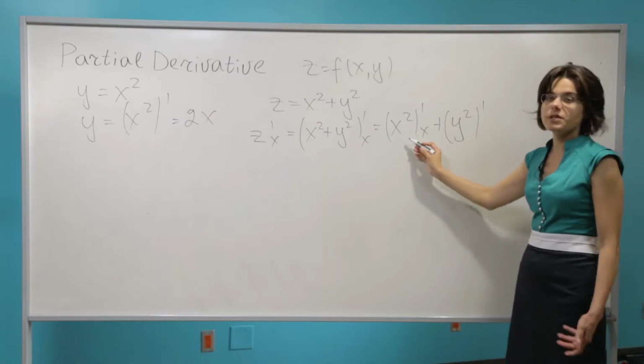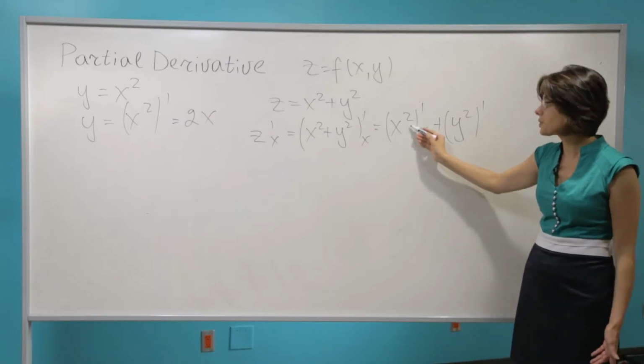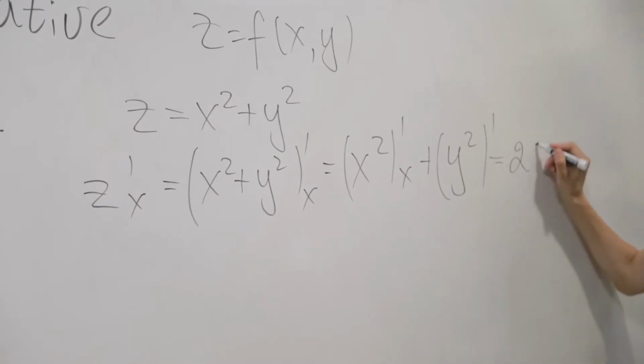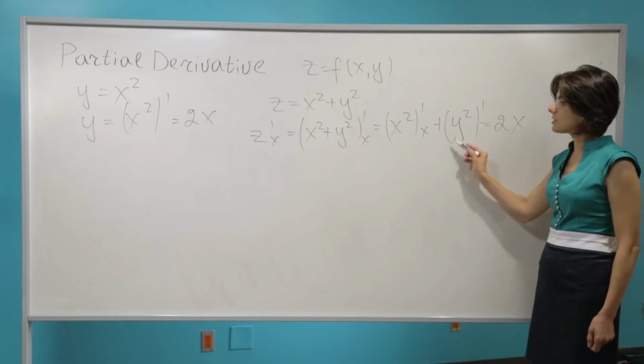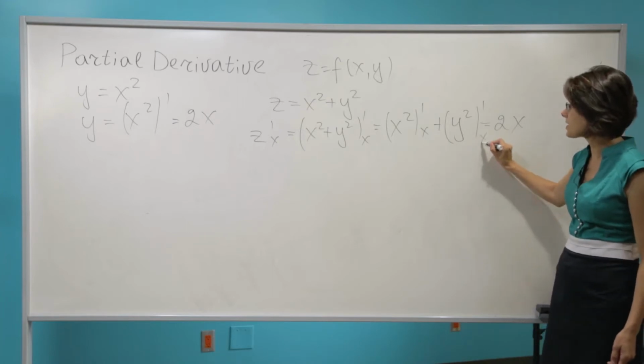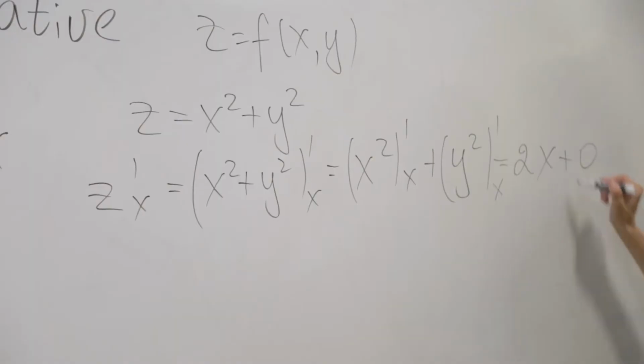And variable x we differentiate as usual. So the derivative of x squared with respect to variable x is just 2x. And again, y for us is just a constant in this case, because we're differentiating with respect to the x variable. So the derivative of y squared in this case is just 0.